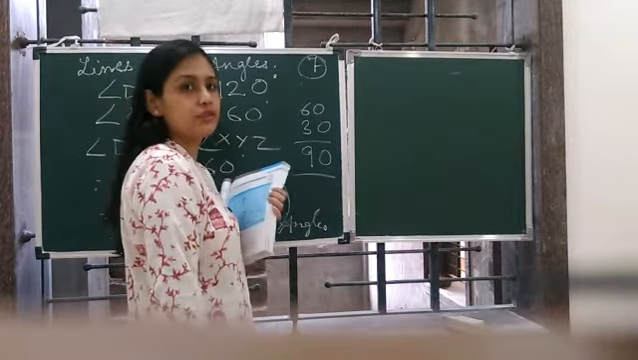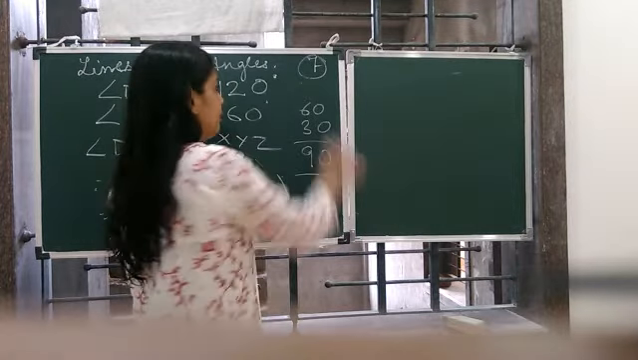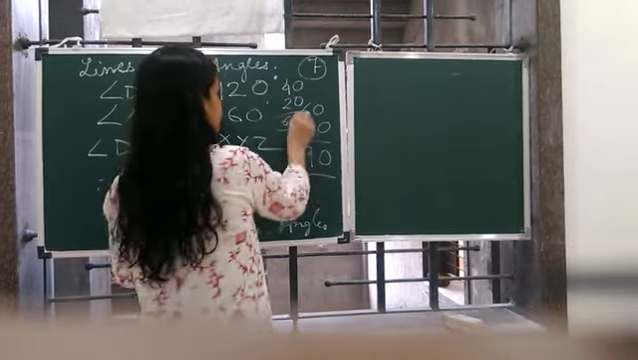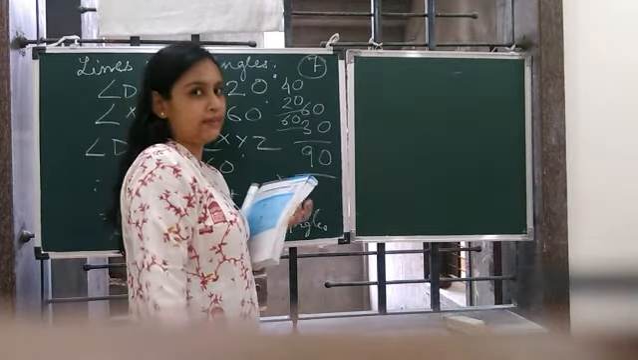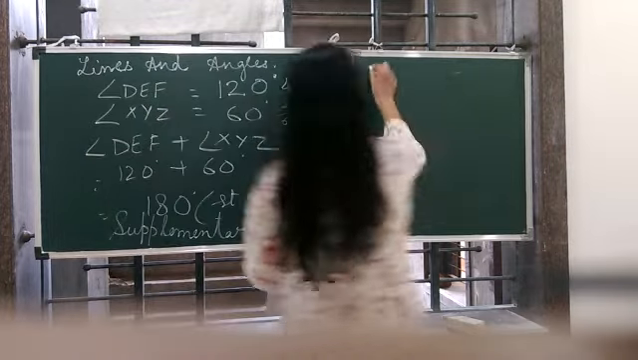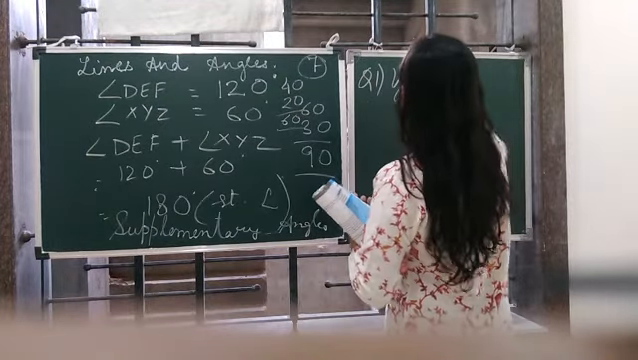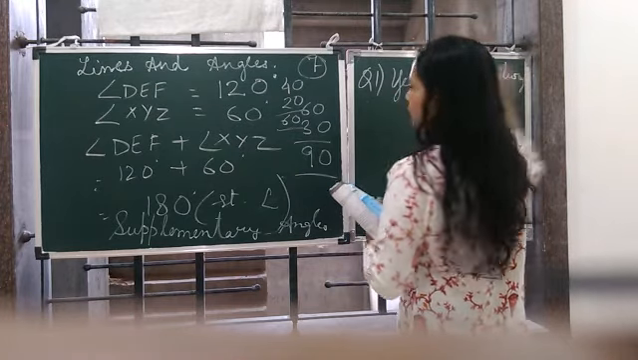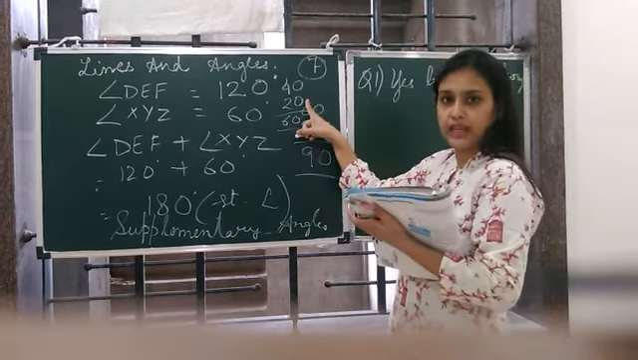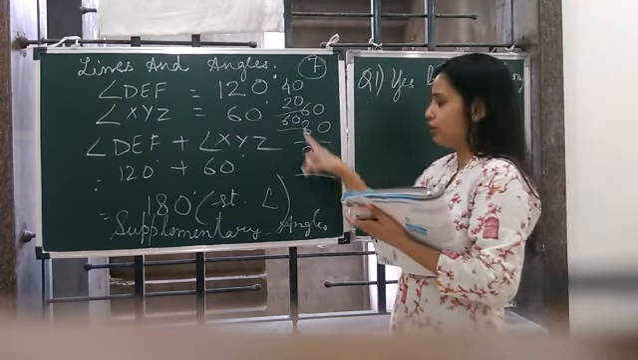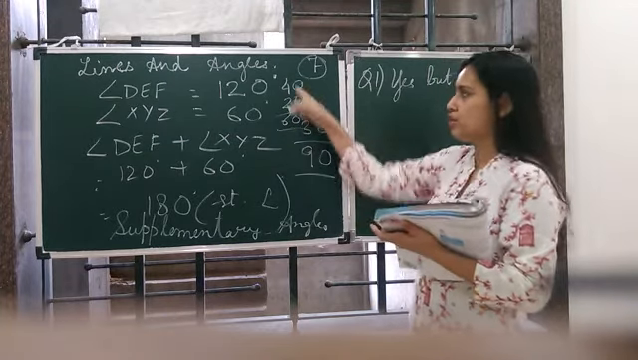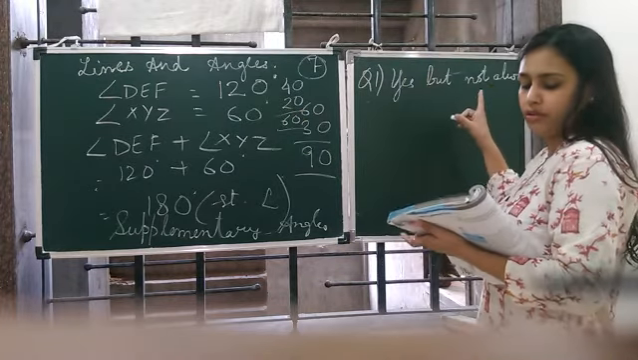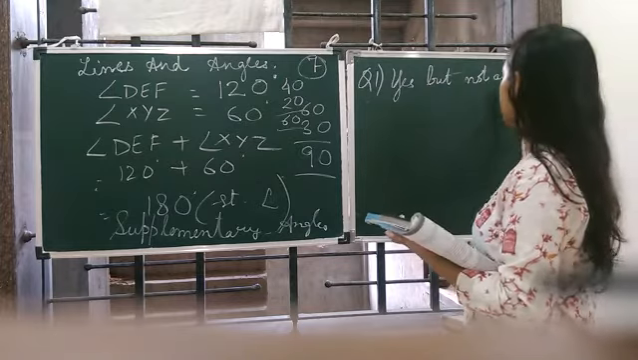They are complementary, yes, because the sum is 90 degrees. But if I take this, is it complementary? No. So the answer can be yes, but not always. So you can write: yes, but not always. For example, they both are acute angles, less than 90, but the total is not a right angle. The total is not 90 degrees. Clear? So these two angles are not complementary, but they both are acute. So two acute angles can be complementary to each other, yes, but not always.